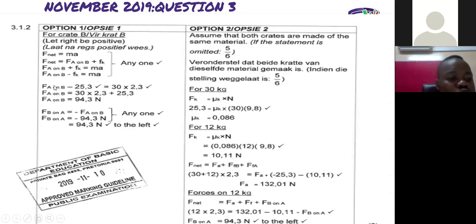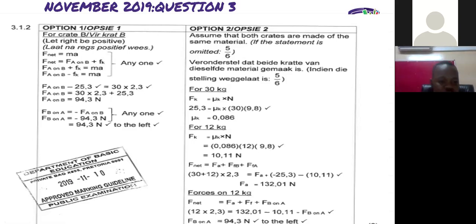Then we solve for the force of A on B. Now, to be left with the force of A on B, I have to take this to the right-hand side of the equation, and it will become positive. That is why it is 30 times 2.3. Then I took this one to the right-hand side, so it will be plus 25.3. So the force of A on B, when we resolve it, gives us 94.3 newtons.